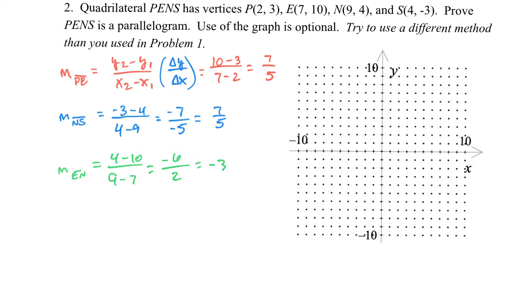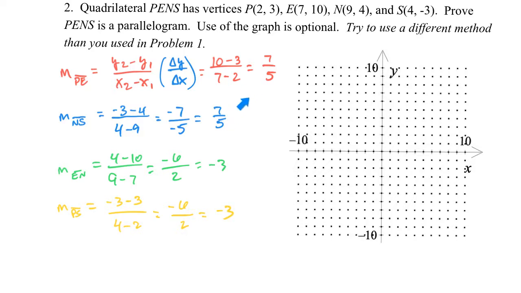And its opposite side is going to be PS. There we go. PS. What do we got here? P and S. So I got -3 take away 3. -3 minus 3. And then I have my x's, which are 4 take away 2. -3 minus 3 is -6. 4 minus 2 is 2. And that looks just like EN up above. And this gives me -3.